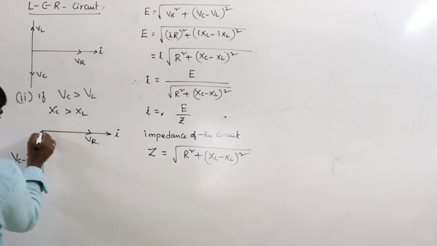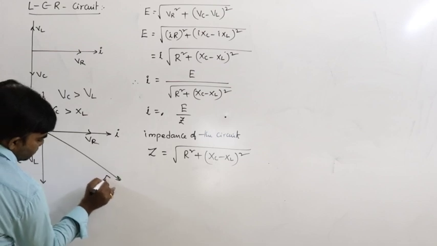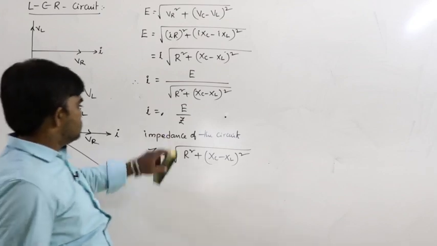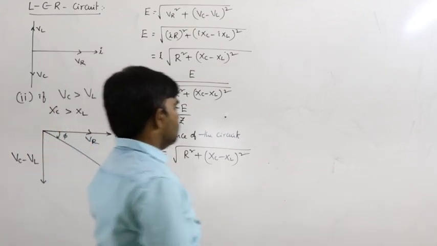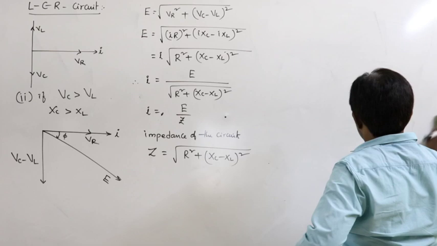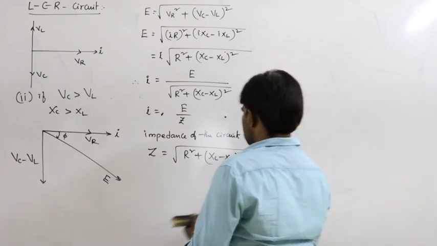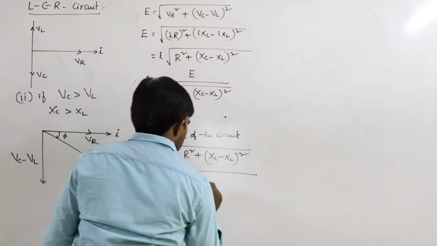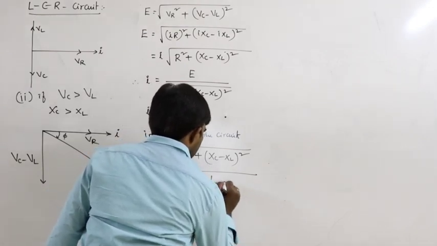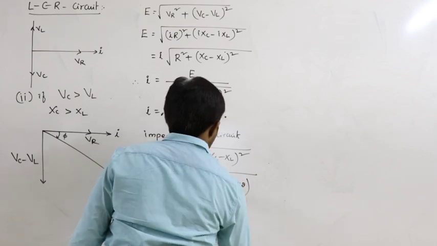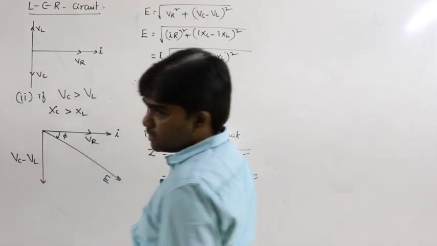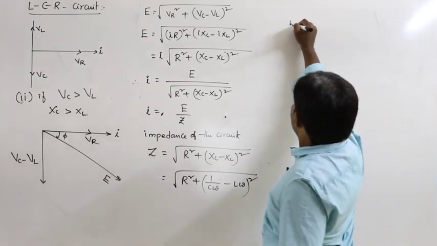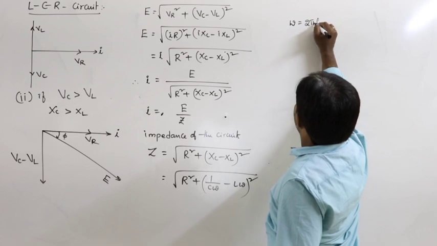So here the angle, this is the direction of E, and it makes an angle phi like this. So this is the impedance of the circuit. Now here, this can also be written as the square root of R squared plus (1 by C omega minus L omega) whole squared. What is omega here? Omega can be written as 2 pi f.